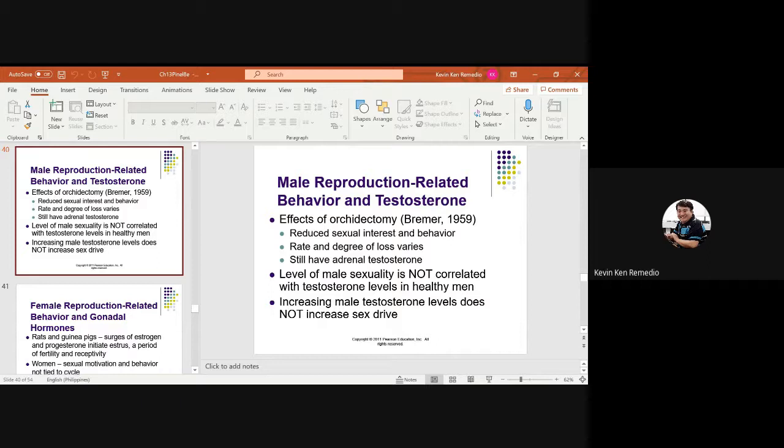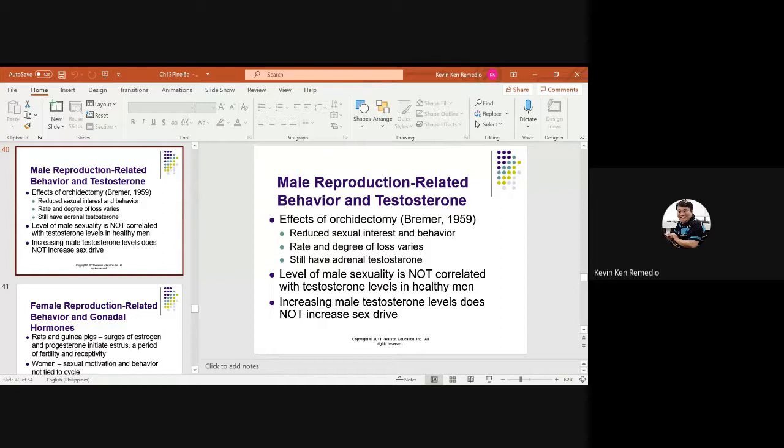Increasing male testosterone levels is also not correlated with increasing sex drive. Okay. So you have probably noticed, class, the advertisements on TV or even on the internet for oral medications that increase sex drive by increasing the testosterone levels of males. But actually, class, based on research, increased male testosterone levels is not necessarily correlated with any increase in sex drive.